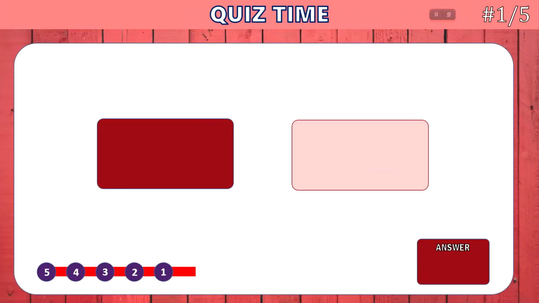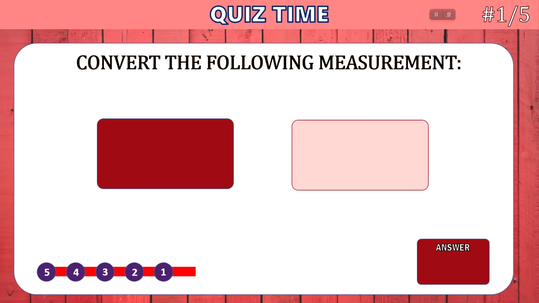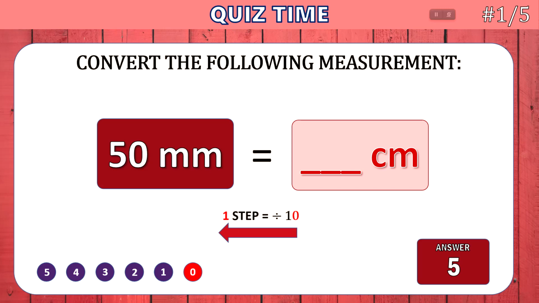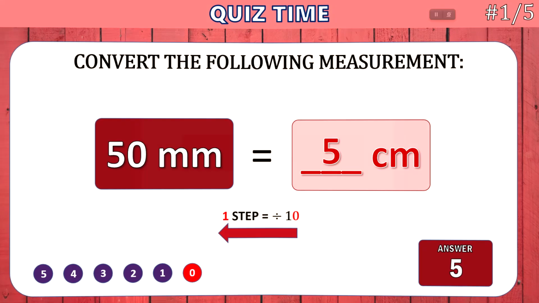And now it's quiz time. Convert the following measurement. 50 millimeters is equal to how many centimeters? You have 5 seconds. Time's up. The answer is 5. To go from millimeters to centimeters, we divide by 10 because it's 1 step in the left direction. 50 millimeters equals 5 centimeters.